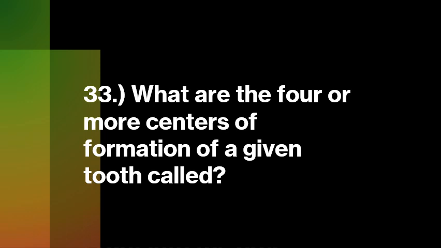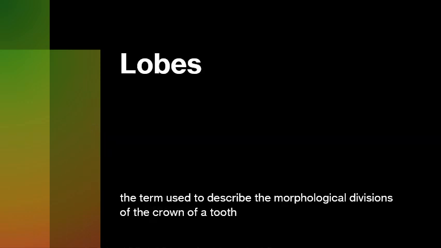So what are the 4 or more centers of calcification or formation of a given tooth known as? So this is the last question. The centers of calcification are known as lobes, and they are used to describe the primary parts of the tooth or the morphological divisions on the crown of a tooth.